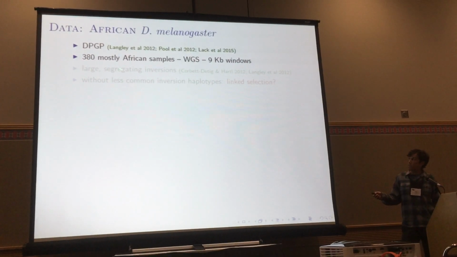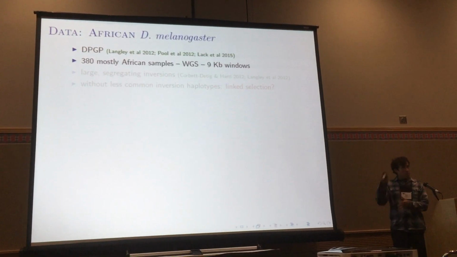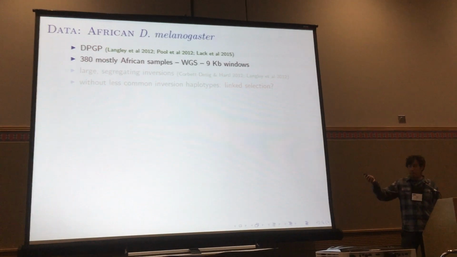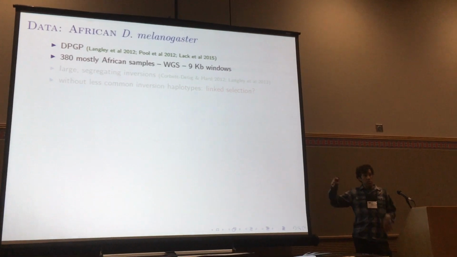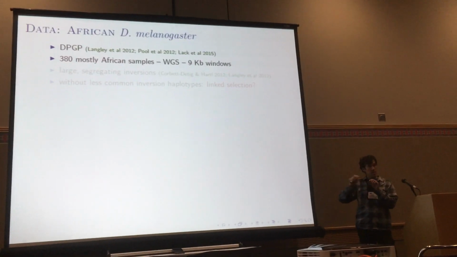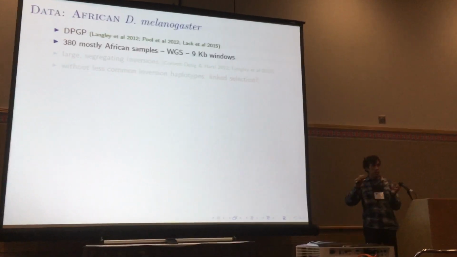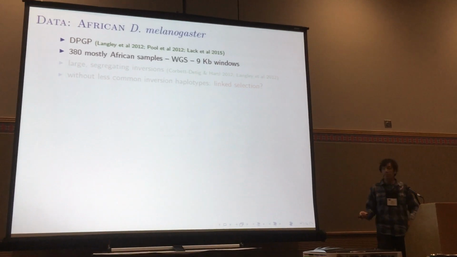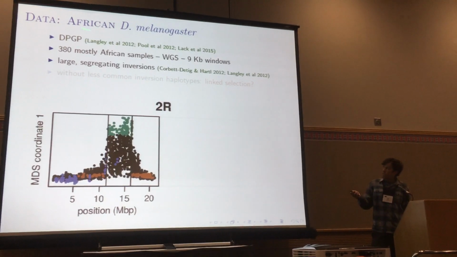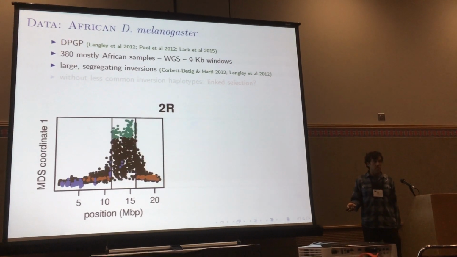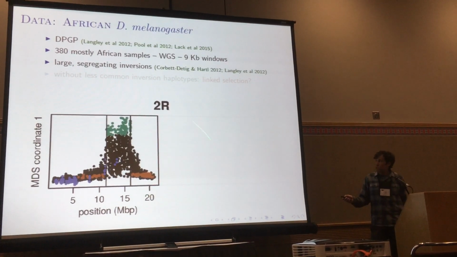First, we applied it to the DPGP. This is a few hundred Drosophila melanogaster from mostly across Africa. I was trying to pick data sets with whole genome sequence so that we have really good resolution and can look for variation along genomes, and also good spatial sampling, because that's the thing that sets up the patterns that we expect selection to be distorting. Okay, so if we apply the method to that data set, what we see are these well-known large segregating inversions, in retrospect, unsurprisingly. This is chromosome 2R.